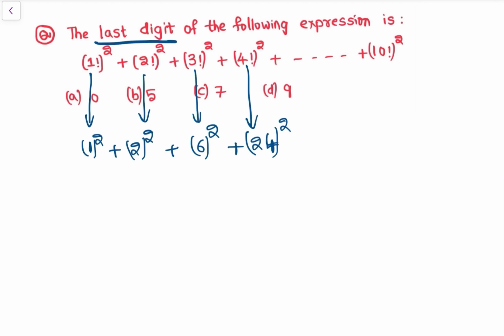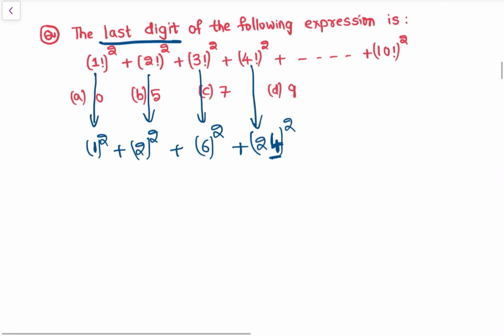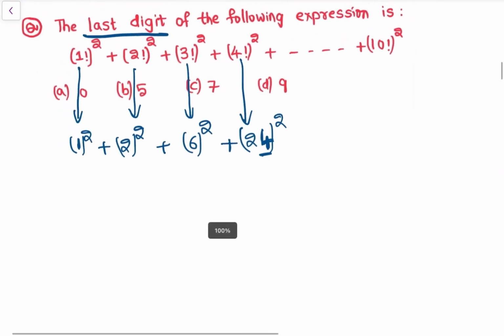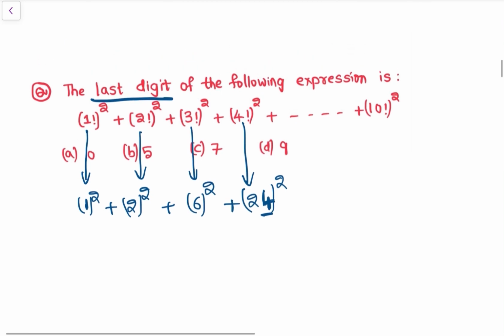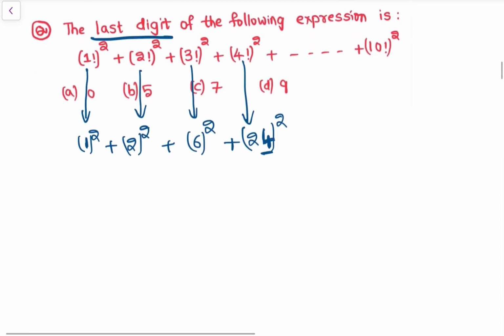Unit digit, to find out unit digit we will take last digit only. So that would be 24 square. Then plus 5 factorial. So 5 factorial is what? 5 factorial we know is 120. 120 square has come. Now we know what its unit digit will be. After 4 factorial, the unit digit of everything would be 0. So this becomes 0.